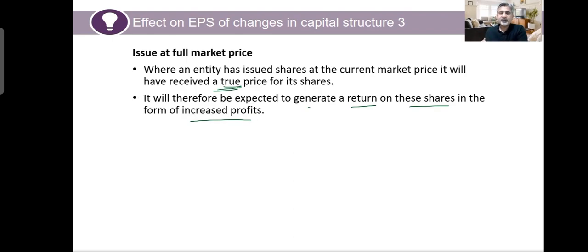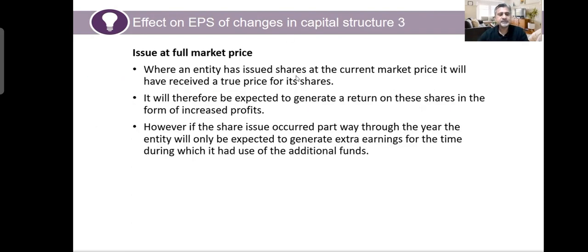Because I'm getting cash, I'm going to invest it. If my number of shares before was 100 and my profit was, let's suppose, X, now I've issued 1 more share, but my profit will also increase, because I will invest this money. So on one side, my number of shares is increasing, and on the other hand, my profit is increasing, which somehow will help to keep the EPS under control. However, if the share issue occurred partway through the year, the entity will only be expected to generate extra earnings for the time during which it had use of the additional funds.